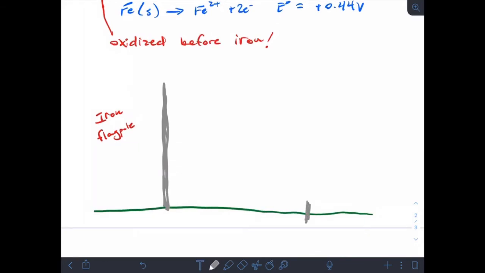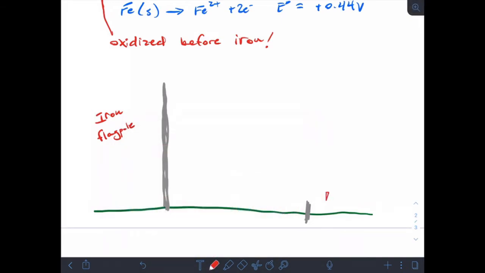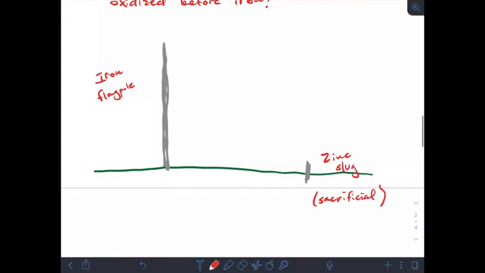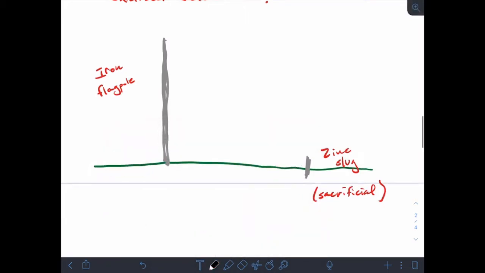All right, so over here we have a zinc. We're going to call this a zinc slug, just a chunk of zinc, and it's buried in the ground. The zinc slug is our sacrificial anode. The way that I prevent my iron from being oxidized, I want the zinc to be oxidized instead, is I'm going to connect these by a wire, some sort of conducting wire.